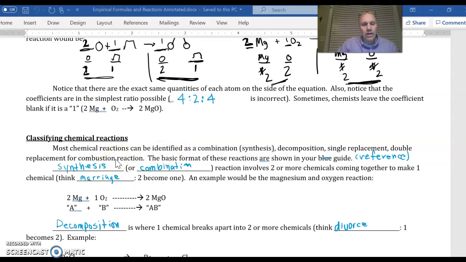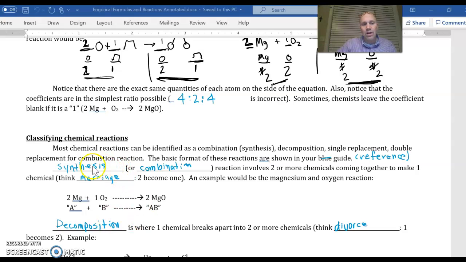So in addition to balancing reactions, one thing that you can do is also categorize them into several general categories of reaction types. All right. For the first four of these, a lot of times I give a relationship analogy because I think that if you understand the relationship, what goes on in that, it's easy to see how it's happening in the chemical reaction.